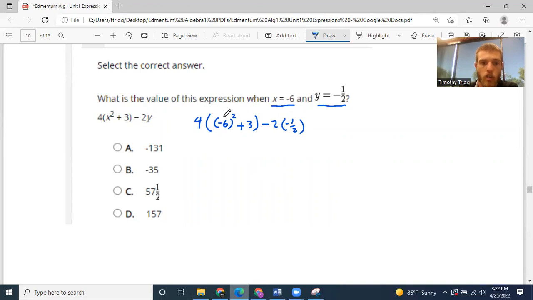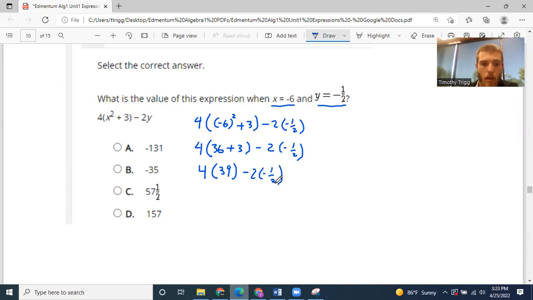Okay, so we want to do this parentheses first. So this is 4 times -6 squared. That means -6 times -6. So that makes a positive 36. Plus 3 minus 2 times -1/2. This becomes 4 times 39. Adding these together.